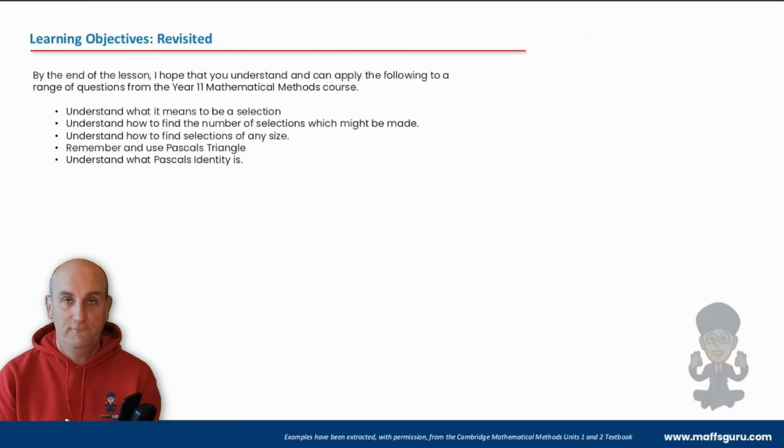All right, a lot for that chapter, a lot of practice needed. Did we understand what it means to be a selection? Yes, that's where order isn't important. Find the number of selections which might be made. Yes. Selections of any size. Yes. Pascal's triangle and Pascal's identity.